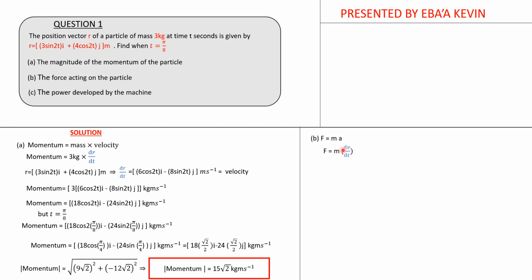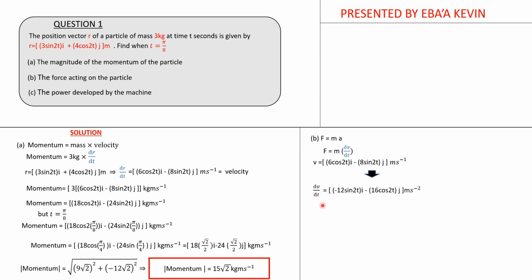Okay, so saying that implies the force is going to be the mass times dv/dt. Knowing that v is equal to 6 cos 2t i minus 8 sin 2t j meters per second, that is the velocity that we proved here by simply differentiating the position vector, we are then also going to differentiate the velocity with respect to time in order for us to get the acceleration.